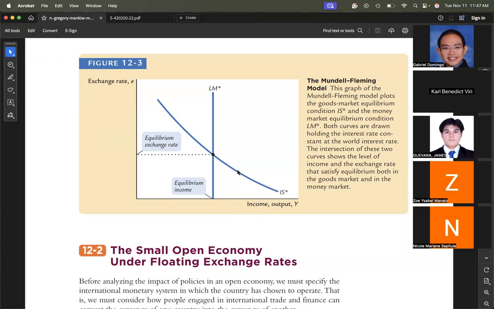And then IS is downward sloping with respect to E. And the simple explanation lang naman siya. As the exchange rate depreciates, people will want to buy more from you, and therefore your net exports will rise. Meanwhile, LM star is fixed in Y, right? And the thing that IS basically generates, right, is E. Okay. And then LM here, basically Y is determined by the LM curve, right? Y is determined by the LM curve.